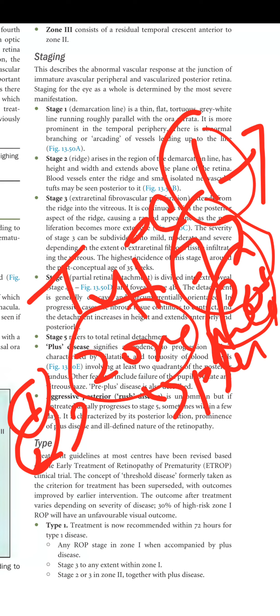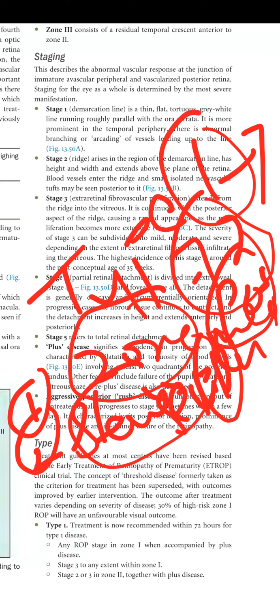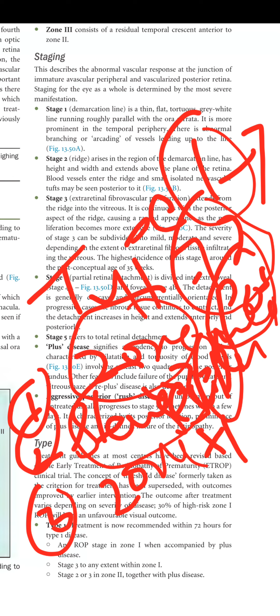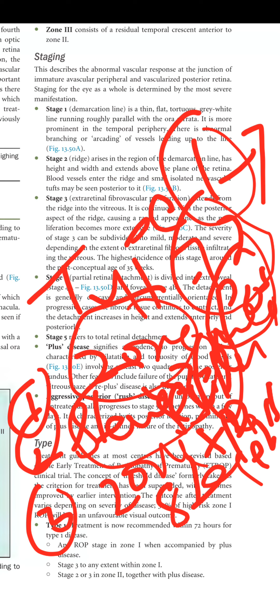Second, stage 3 to any extent within zone 1, and basically if stage 3 is also in zone 1, then we need to treat it. Third, stage 2 and 3 in zone 2 together with plus disease. So also in zone 2, if there is plus disease and the stage is stage 2 or 3, then we treat it. Basically we don't treat the demarcation line here.